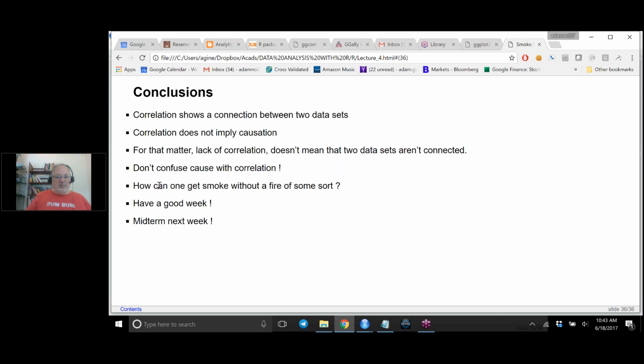Where there's smoke, there's fire. I don't know how to get smoke without fire. I think you can establish there's a pretty good causal connection between smoke and fire.